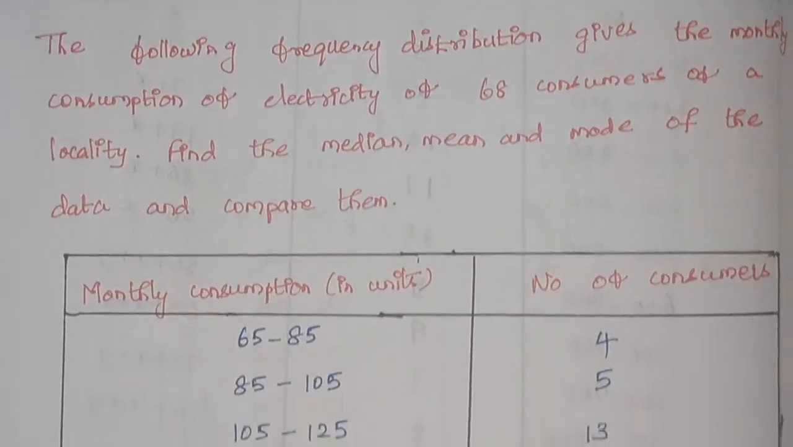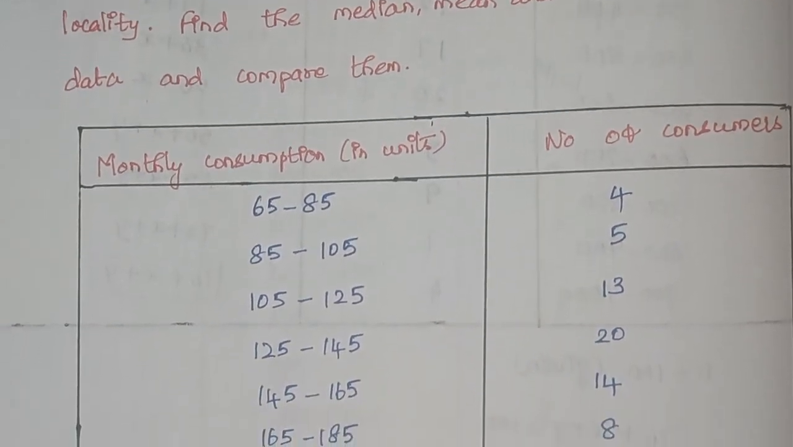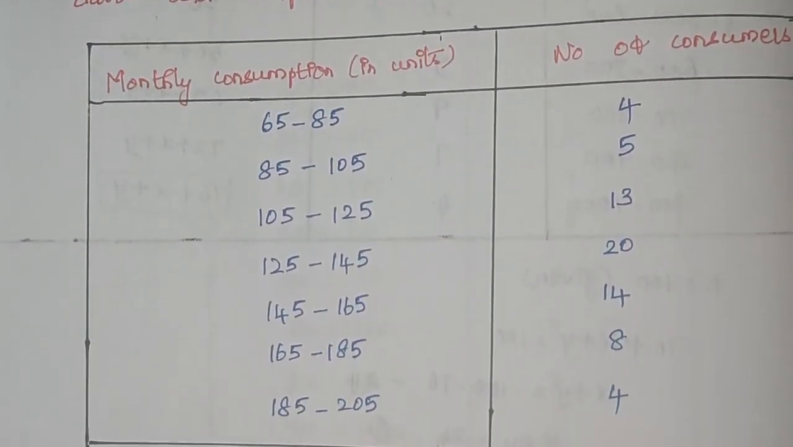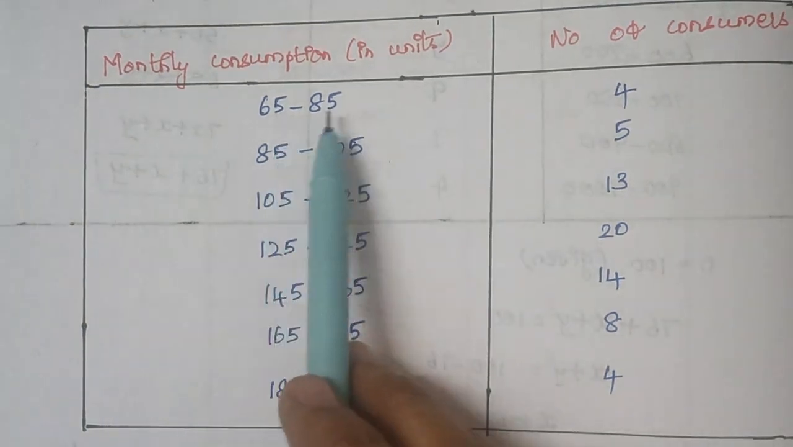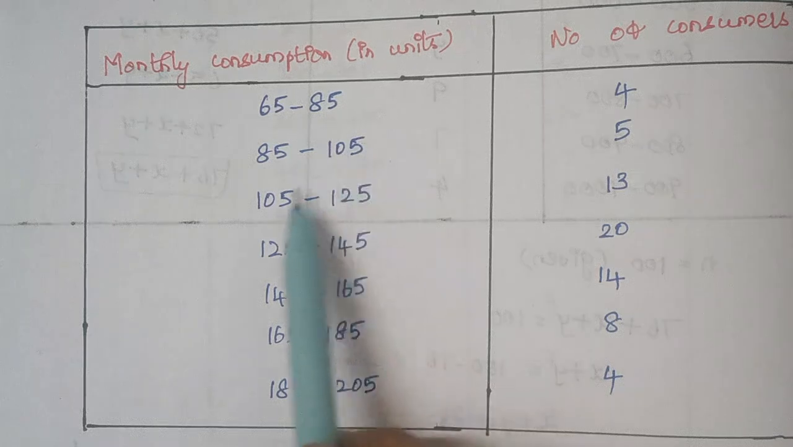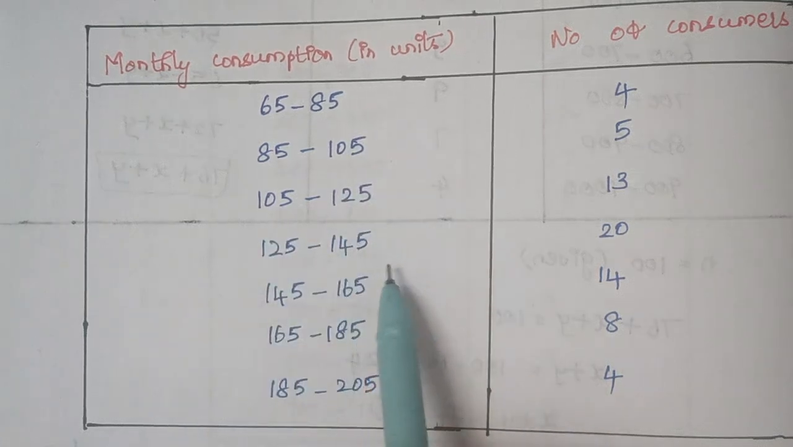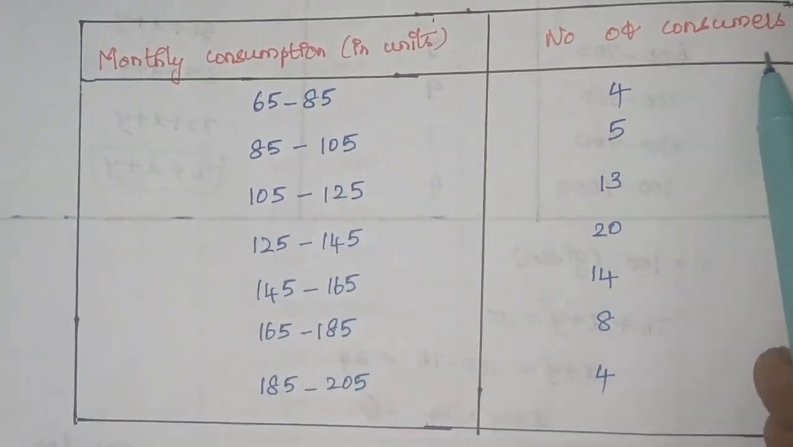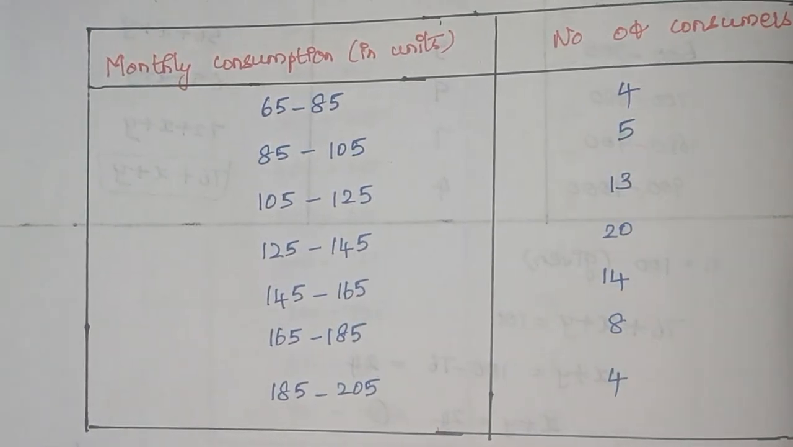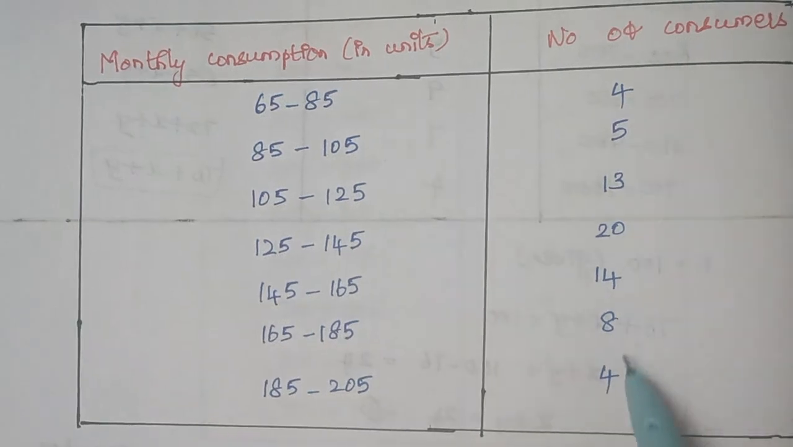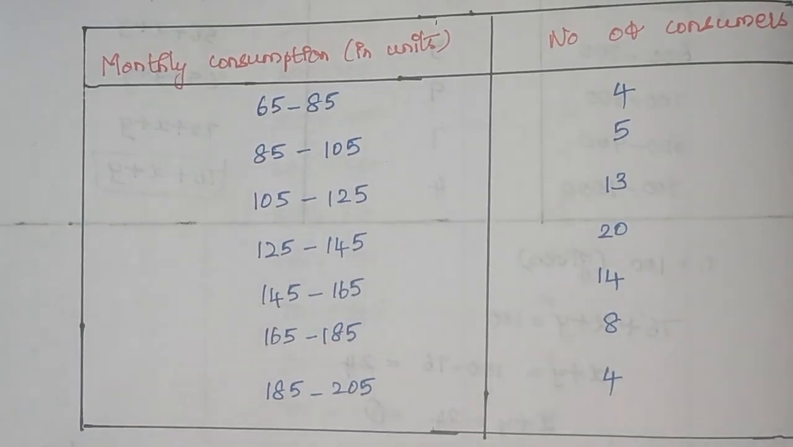So here, this is the monthly consumption and the number of consumers. When you look at this class interval, you see they are even: 65 to 85, 85 to 105, 105 to 125. So it's good. And when you look at the number of consumers, the numbers are randomly placed. They are not perfectly arranged. So this is the value of frequency which is given in the tabulation.